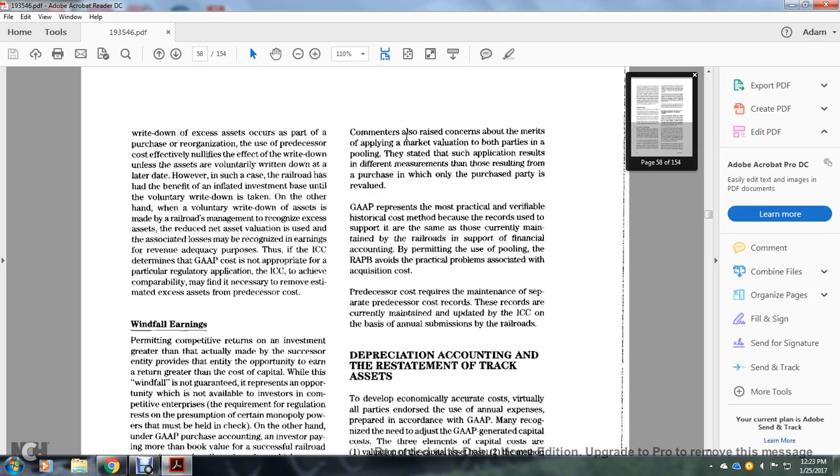Commentators also raised concerns about the merits of applying market value to the valuation of both parties, and pooling stated that such applications result in different measures, resulting from the purchase, from which only the purchase parties revalue.